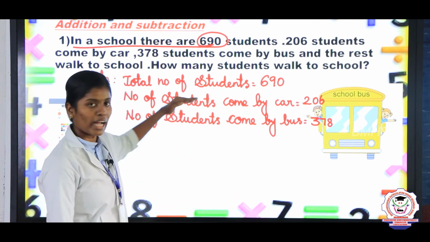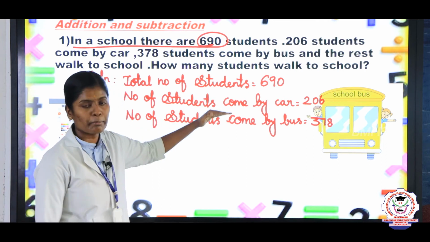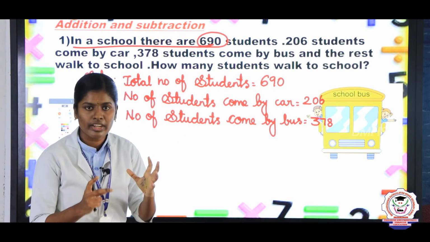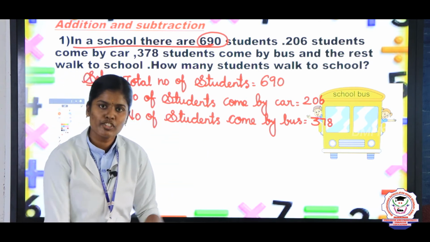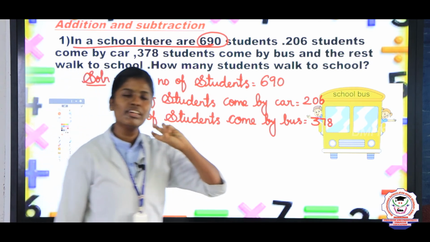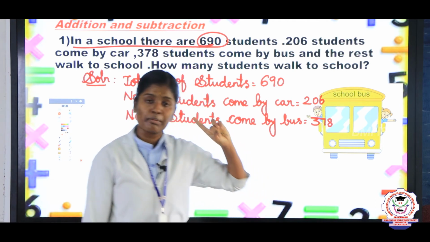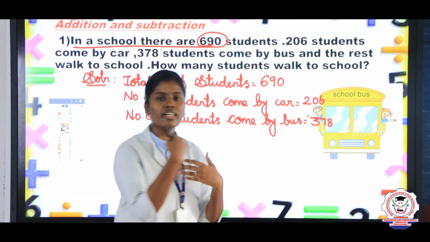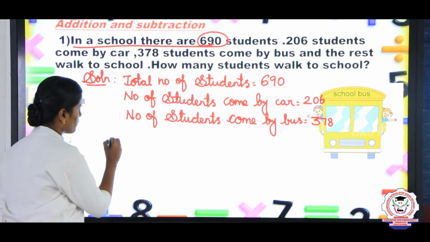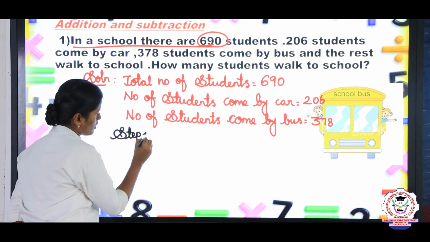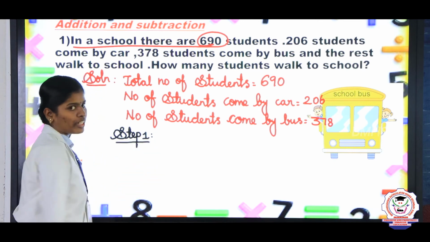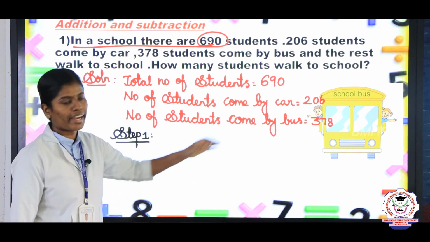First we need to add these two numbers, car and the bus. Then we will get some answer, right? So take the answer and subtract it from the total number of students. So totally here we need to do two steps. Step 1 is addition and step 2 is subtraction. Step 1, do addition. Okay. So take car and bus.